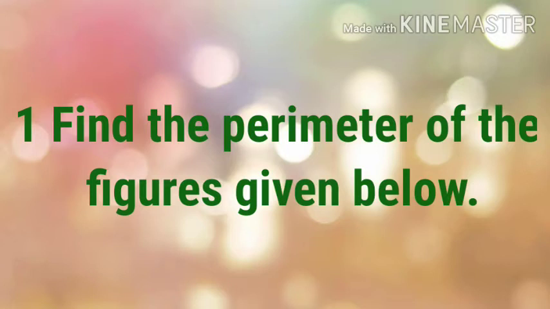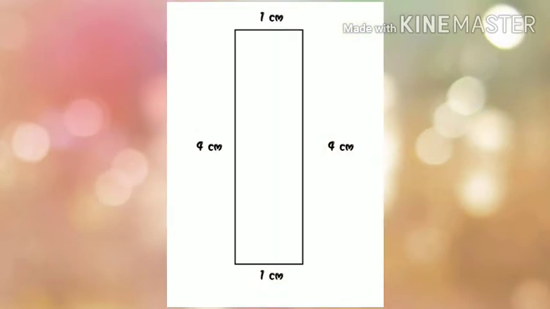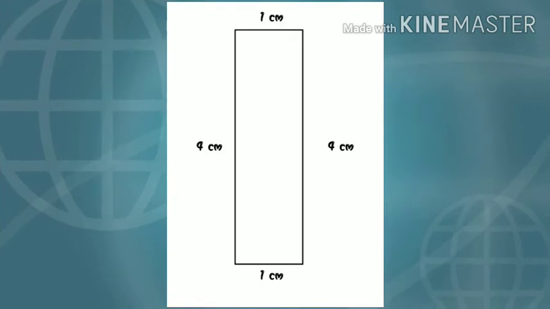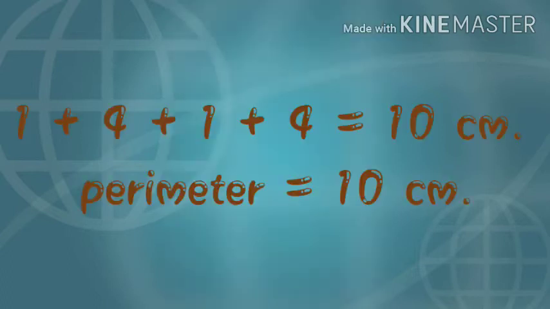Now solve the exercise. Find the perimeter of the figure given below. It is a rectangle. The rectangle has sides 1 cm, 4 cm, 1 cm and 4 cm. The perimeter of a rectangle is the sum of the lengths of all four sides. Perimeter is equal to 1 plus 4 plus 1 plus 4, which is equal to 10 centimeters. So, perimeter is equal to 10 centimeters.